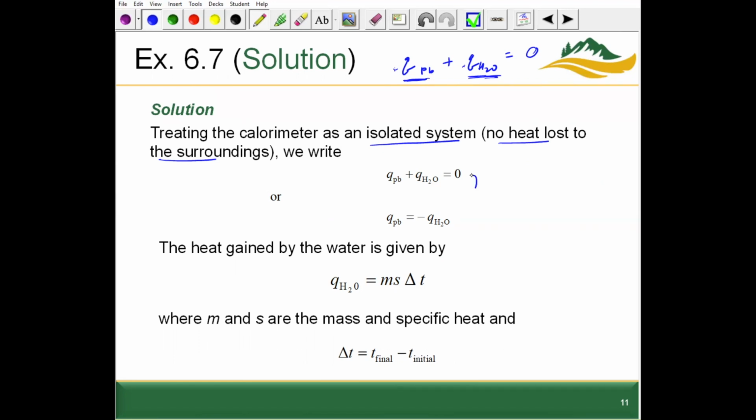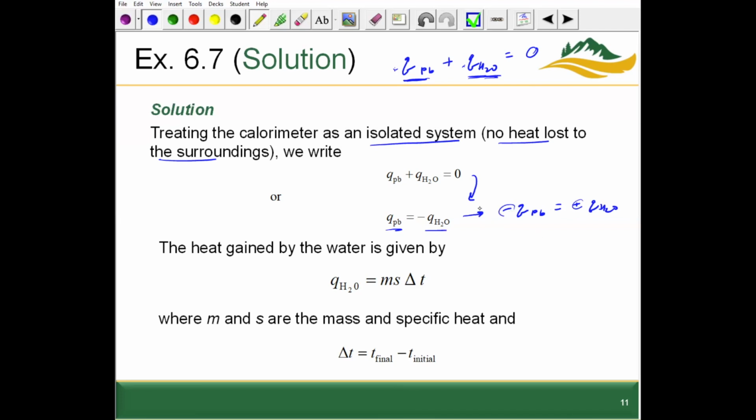So the way to think about this is that the heat of the lead is the opposite of the heat of the water. This is also a completely okay way to write it out. Heat of the lead equals positive heat of the water. We know the signs are going to be opposite.